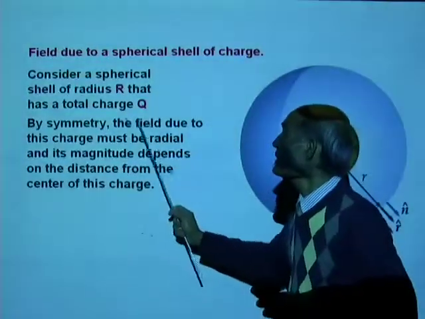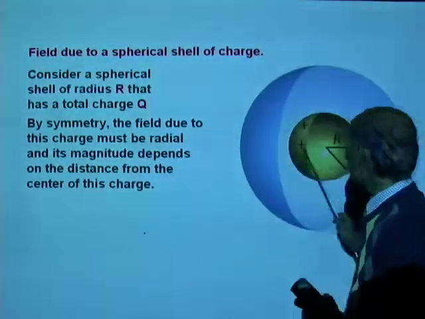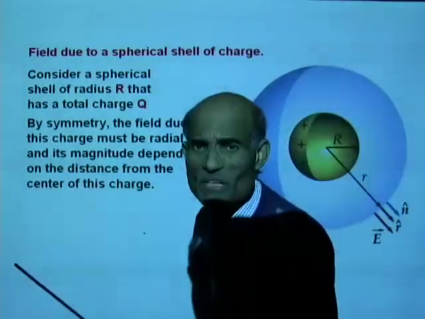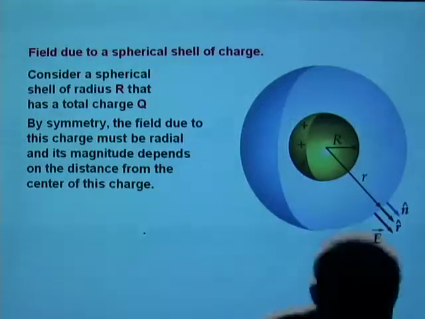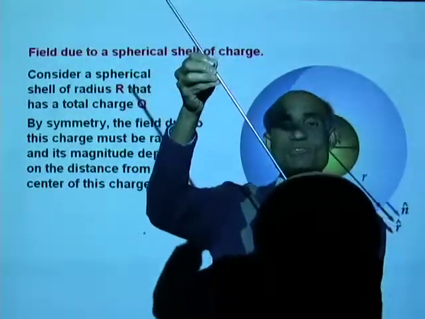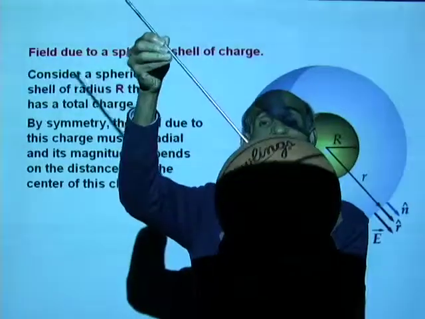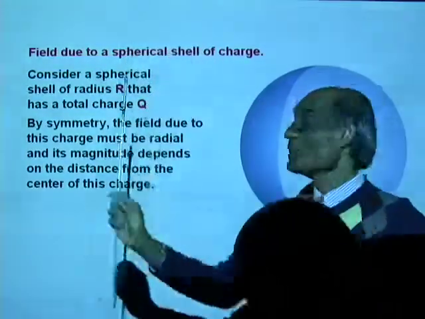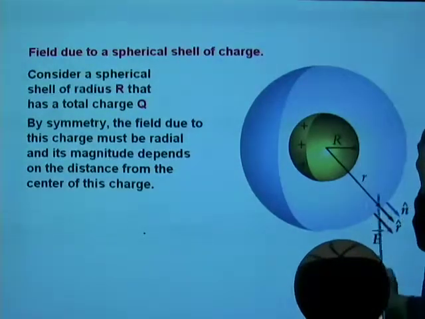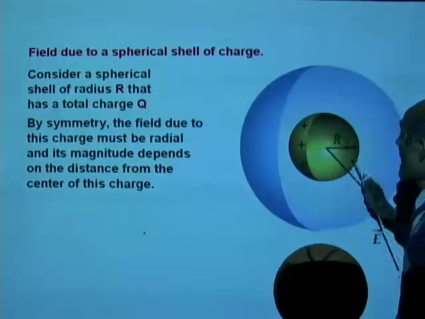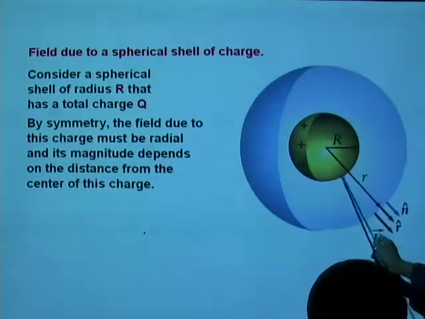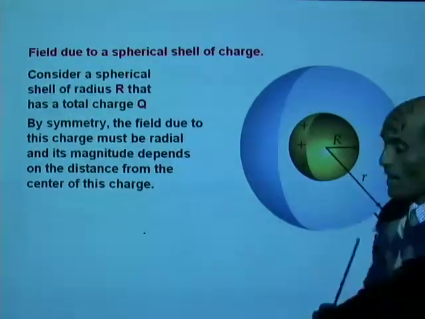And that's what this sentence means. By symmetry, the field due to the charge on this shell must be radial. What does that mean, must be radial? Radial means directed along the radius, and that's what I said, it'll be at right angles. So the field will be directed along the radius, will be radial, and depends on the distance r of the point from the center of the shell.